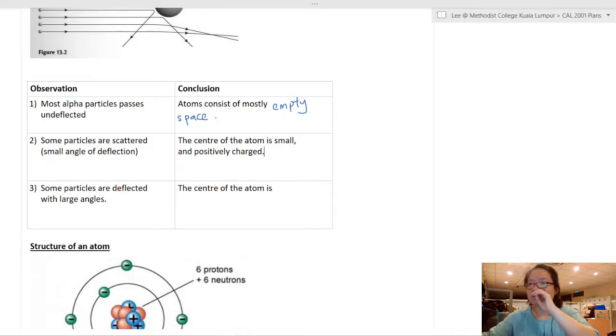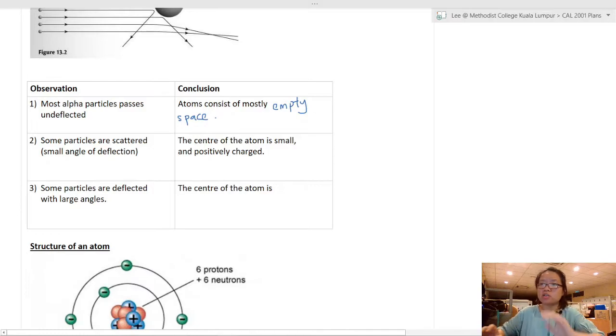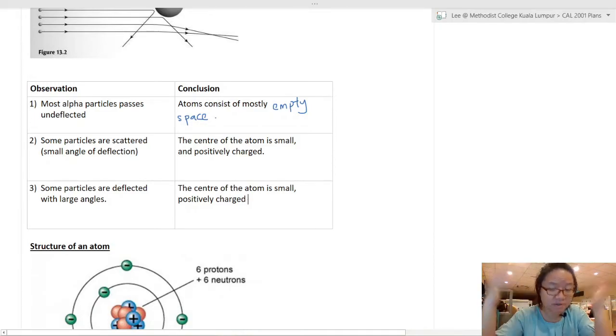So this one shows that the center of the atom is also positively charged. Small, positively charged. Because if it's negatively charged, it will just happily absorb your alpha particle, like, look at this delicious positive alpha particle come. So the reason why there's any form of deflection is because the nucleus is positive, alpha is positive, and the nucleus is very dense. So that's all.